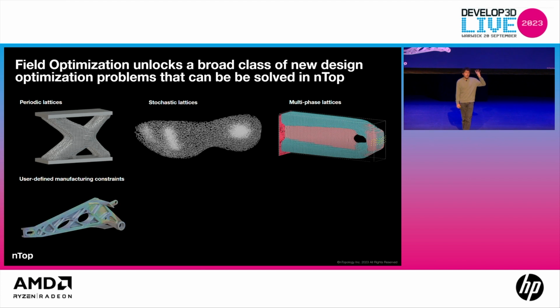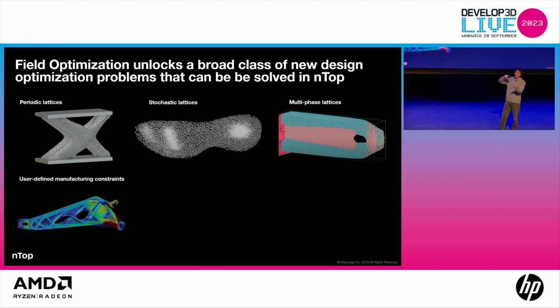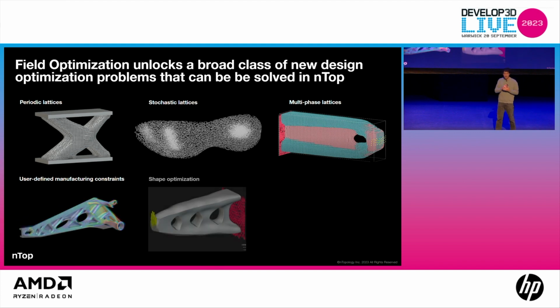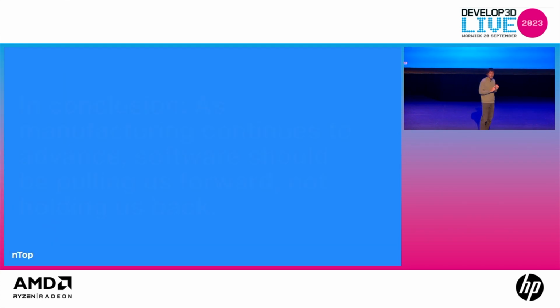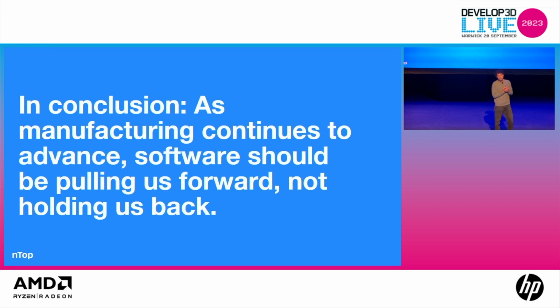One I'm most excited about is building in traditional manufacturing constraints. This is a field optimization that's targeting a structure for a machined grid stiffened panel. We can do traditional shape optimization as well, and composites, so figuring out the orientation of composites in a 3D space. So in conclusion, at nTop, as manufacturing continues to advance, it's my belief that software should be pulling us forward and not holding us back.